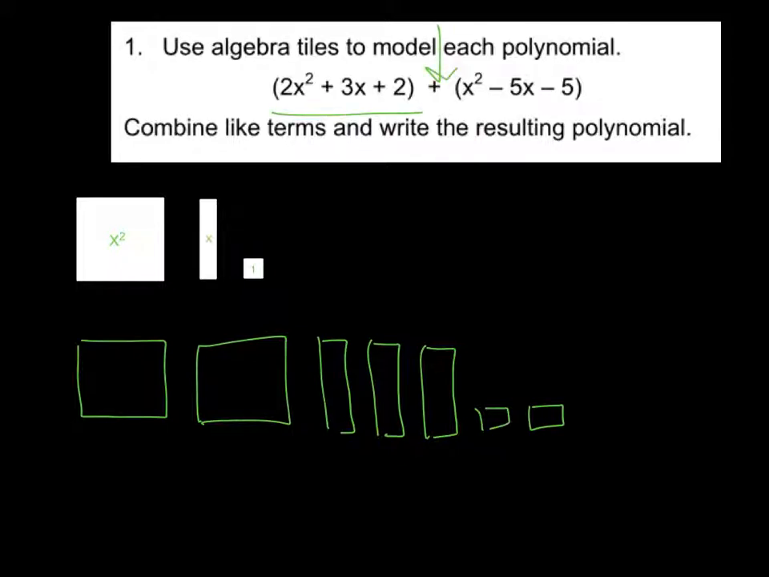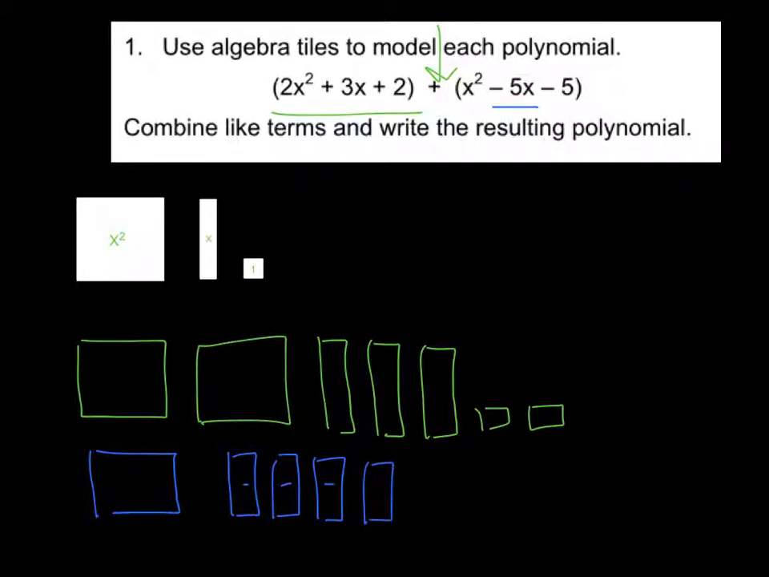Then I am supposed to be adding an x squared. I have negative 5x, so I have 1, and this is negative, 2, 3, 4, 5 x's. And then a minus 5, so my little negative ones. Okay, so this would be the concrete model that represents this problem.